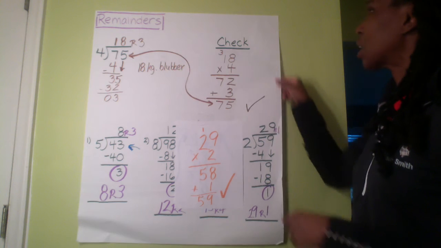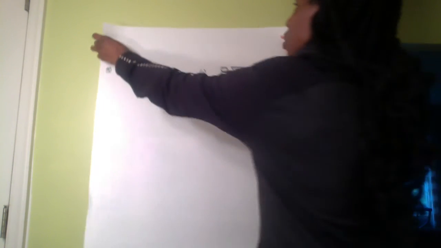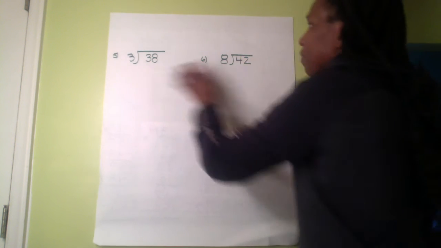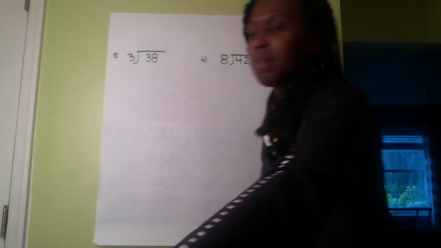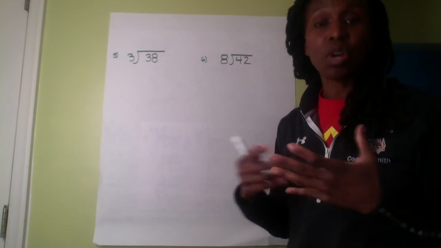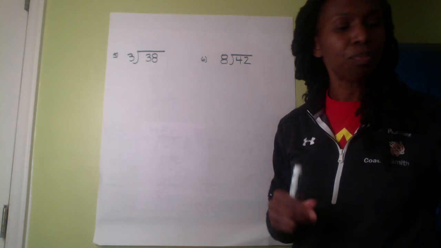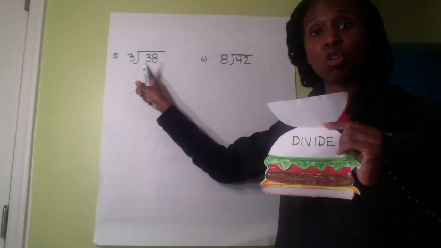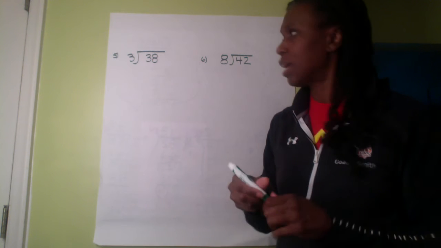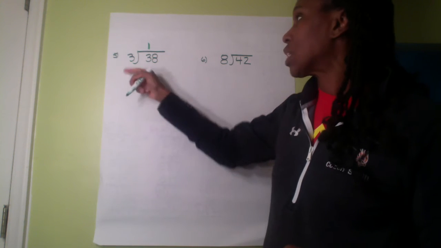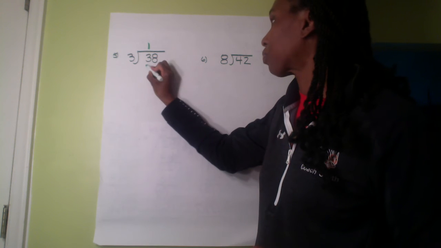All right, let's go ahead and do a couple, like I had already shared that I was going to do 2 more with you. So let's do number 5 and number 6. I think I'm going to use green. So we have 38 divided by 3. Our steps, the very first one is to divide. I'm going to ask myself, can I take a group of 3 out of 3? Well, sure I can. I can take one group out of 3. After I divide, I multiply. 1 times 3 is 3.